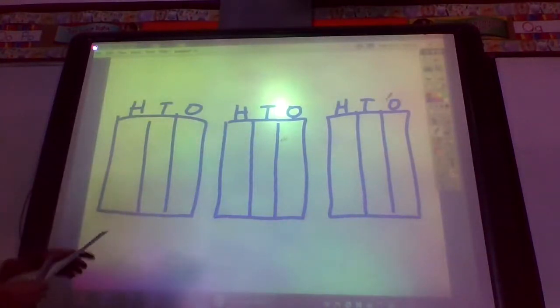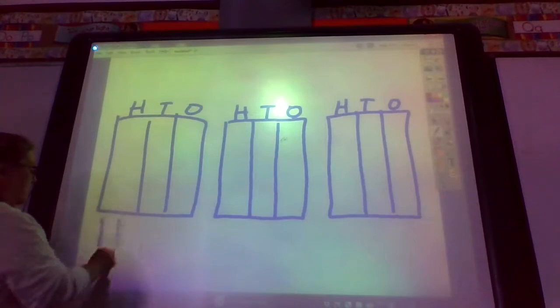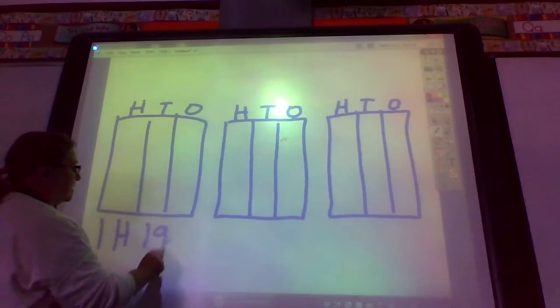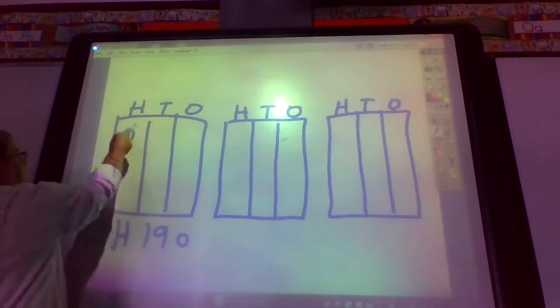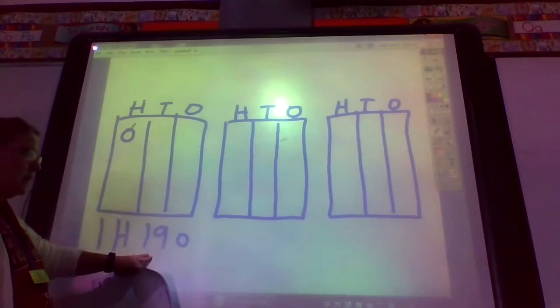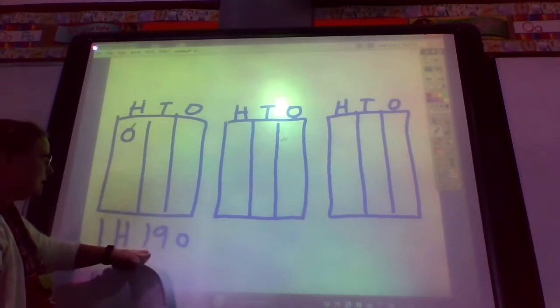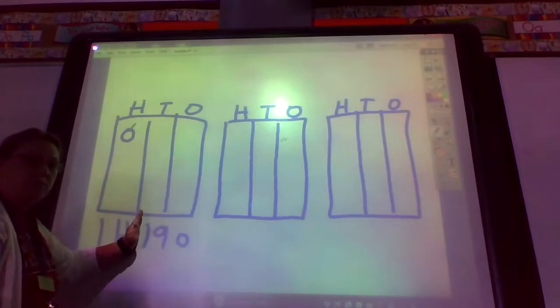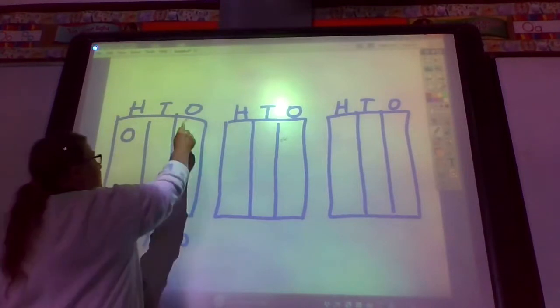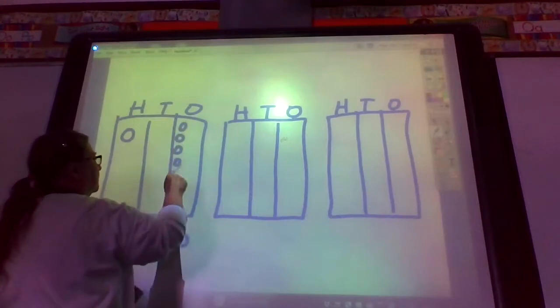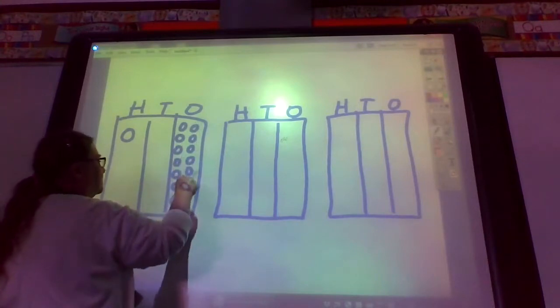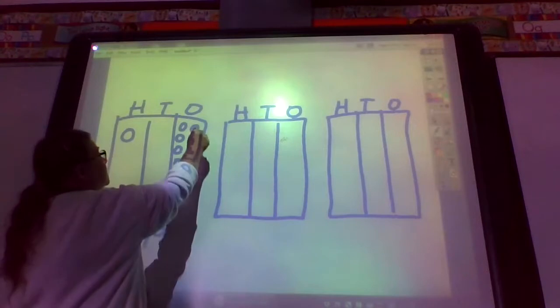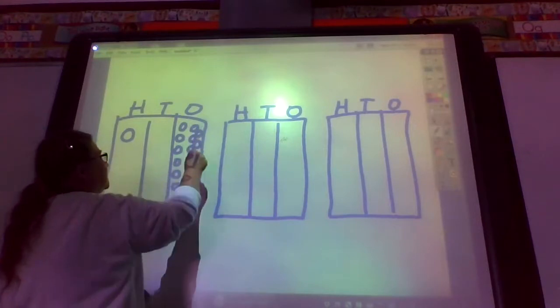Well, the first one says I have 100 and then 19 ones. I need to draw that. I have 100, 19 ones. They're not telling me I have any tens. They're telling me I have 19 ones. I need to make 19 ones in here. 1, 2, 3, 4, 5, 6, 7, 8, 9, 10, 11, 12, 13, 14, 15, 16, 17, 18, 19.